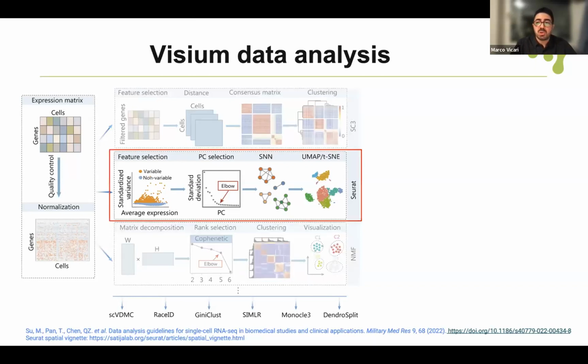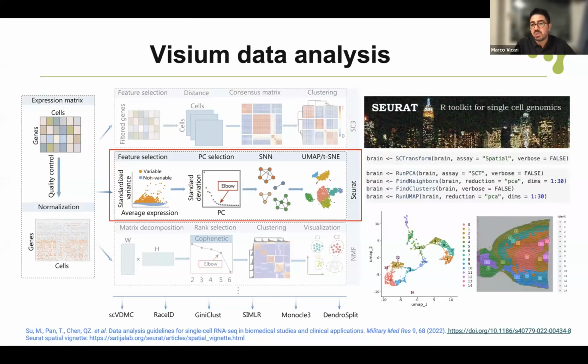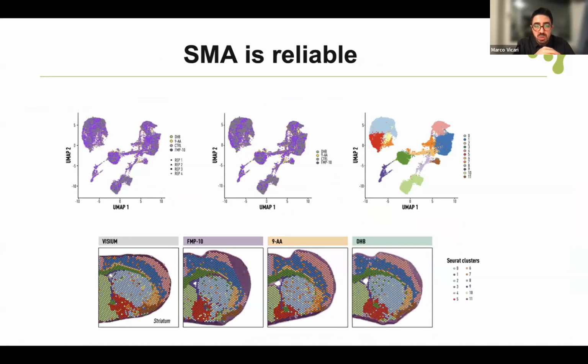One pipeline that we commonly use to analyze our data is Seurat, where after normalization, we select the highly variable genes, and then we select a number of principal components that we are interested in. We can use this to infer a shared nearest neighbors graph that can be used to cluster our data, and we can reduce the dimensionality of our data using t-SNEs or UMAPs. This pipeline, which was initially developed for single-cell RNA-seq data, has now been commonly applied to spatial transcriptomics data, as you can see from these screenshots taken from the Seurat website. And this is exactly the kind of analysis that we use with our data.